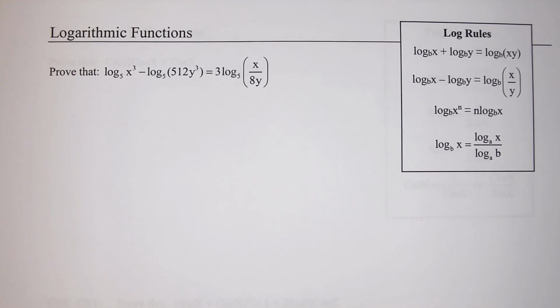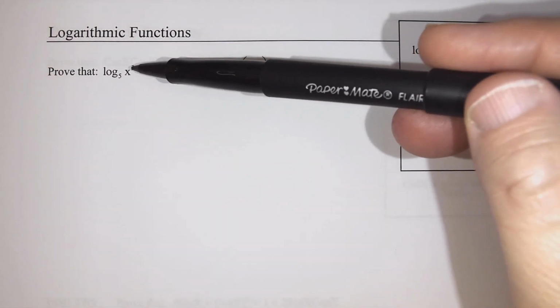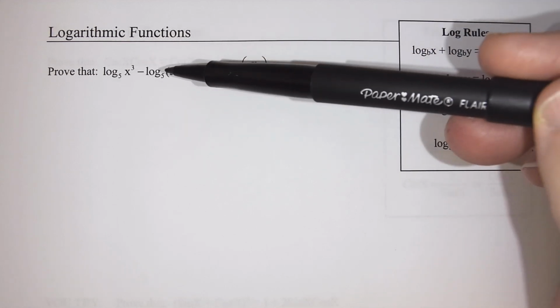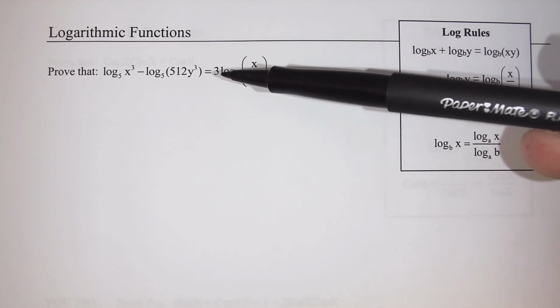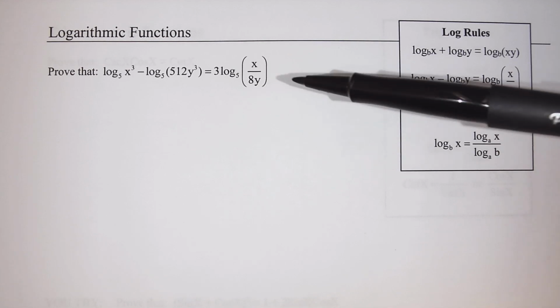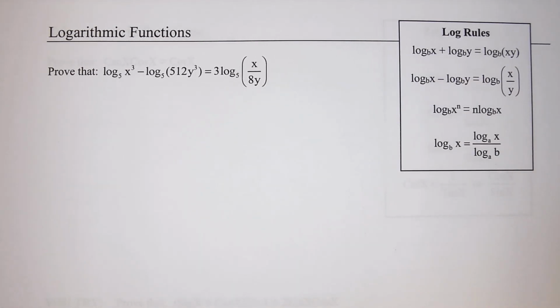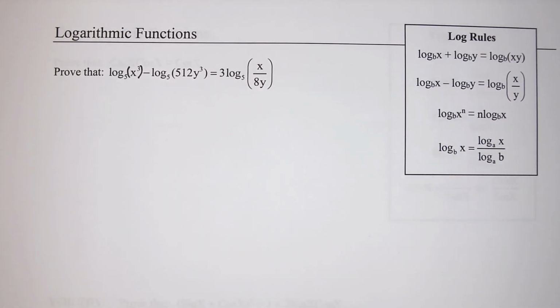This is part 2 of our video on proofs, and we are now going to take a look at a logarithmic function question. For this question, it says, prove that log base 5 of x to the power of 3 minus log base 5 of 512y to the power of 3 equals 3 log base 5 of x over 8y. I will tell you right now there is a typo that I just noticed. There should be brackets around that x cubed, just to follow proper formatting.